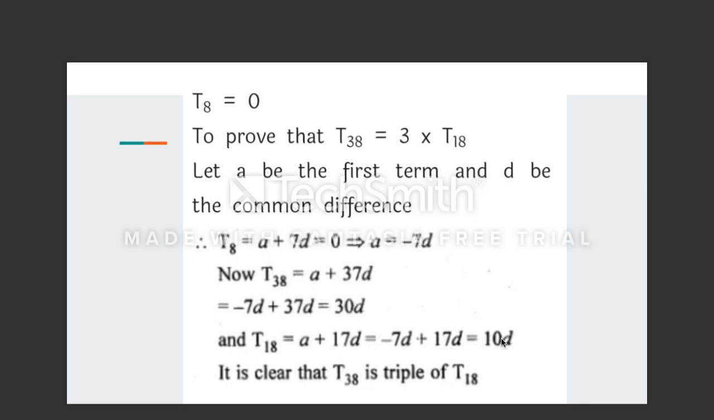So that means it is very clear that the 38th term is 3 times, it is triple of this. Okay, because 10 3s are 30. So easy to prove, but then this part was to be understood very clearly. Using what is given, the 8th term was given as 0. So A plus 7D is 0. A value we will calculate, that is minus 7D. And in both the terms which we are supposed to relate, the 38th term and the 18th term, we will put the value of A and this is what we will get. Clear everyone?